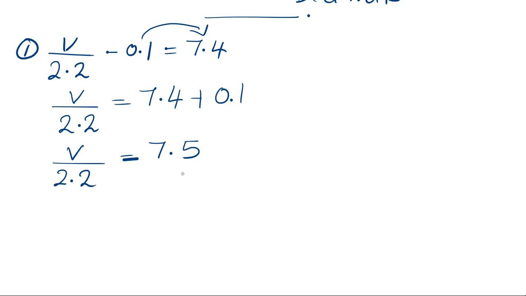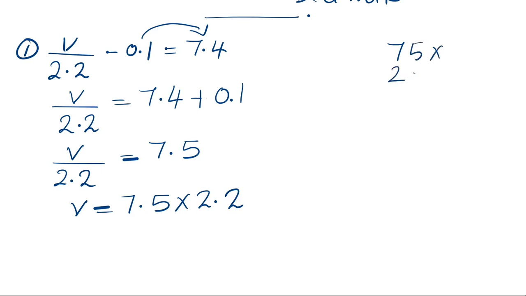Okay. Then next, how can we find V from this? V is equal to, here it is divided by 2.2. So V is equal to 7.5. The opposite operation of division is multiplication times 2.2. So we can find 7.5 times 2.2. So just multiply as if they were normal numbers.